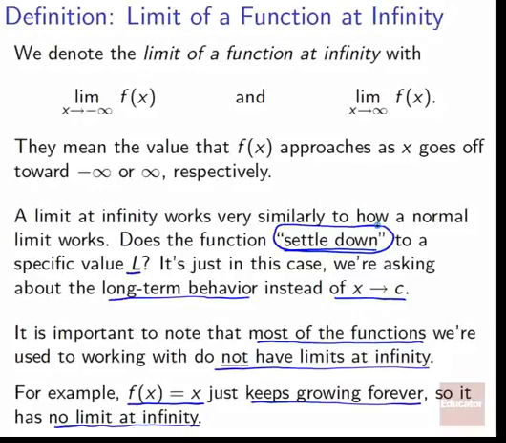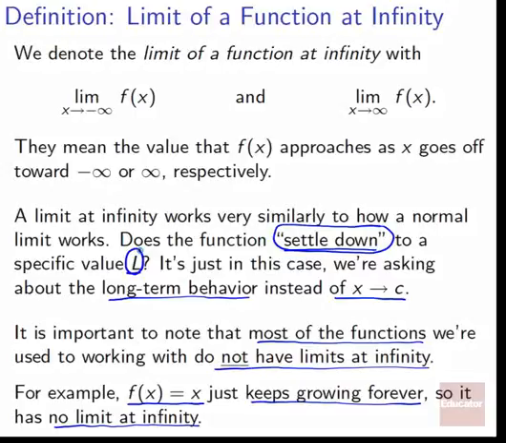As you keep plugging in larger and larger numbers, it's just going to keep growing and growing. It's never going to stop growing, which means it's never going to settle down, which means it's never going to some specific value L. So most of the functions we're used to dealing with on a daily basis are actually not going to have limits at infinity because they never settle down to a specific value.